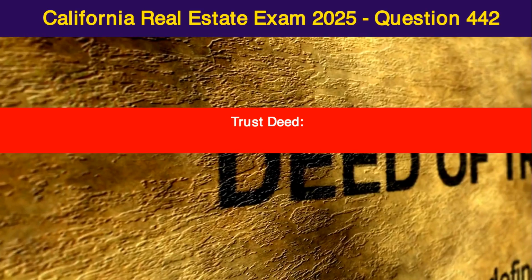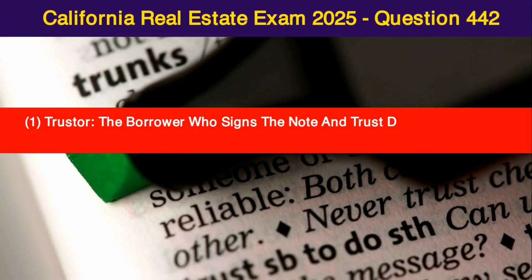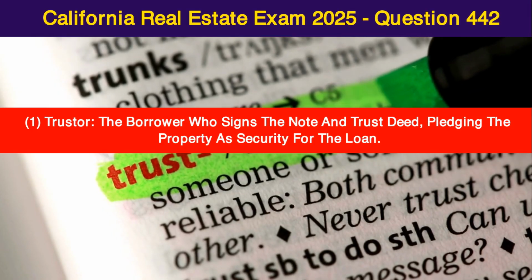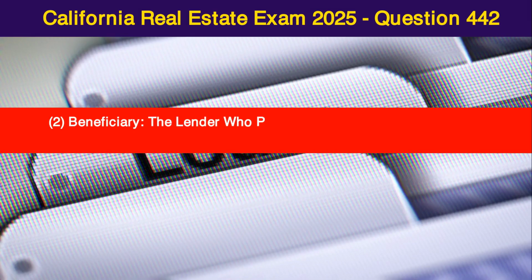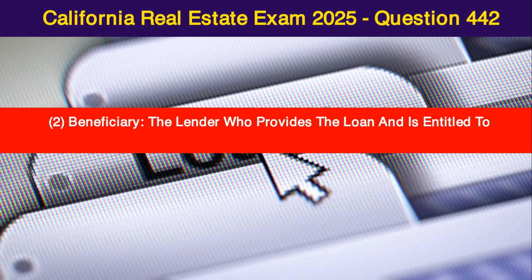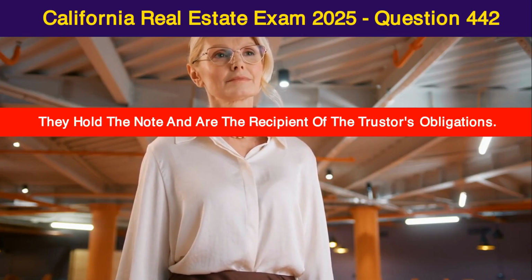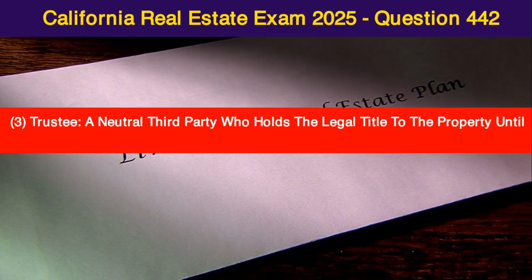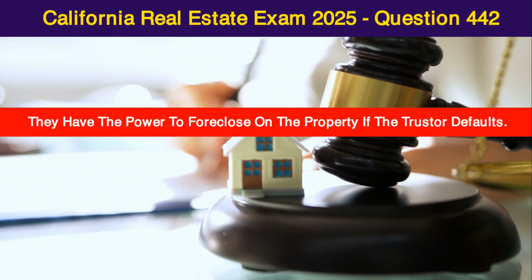Beneficiary. A trust deed involves three parties. 1. Trustor. The borrower who signs the note and trust deed, pledging the property as security for the loan. Corresponds to the mortgagor in a mortgage. 2. Beneficiary. The lender who provides the loan and is entitled to repayment. They hold the note and are the recipient of the trustor's obligations. 3. Trustee. A neutral third party who holds the legal title to the property until the loan is repaid. They have the power to foreclose on the property if the trustor defaults.